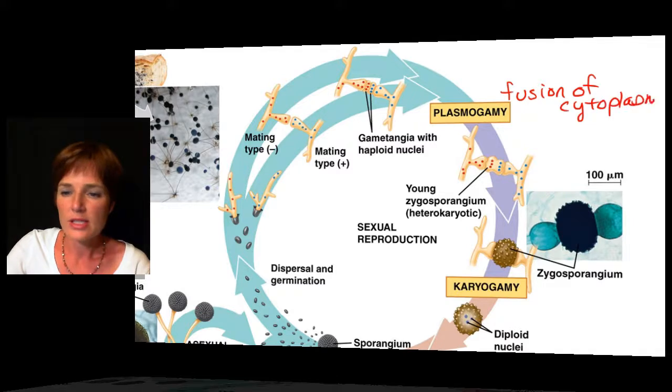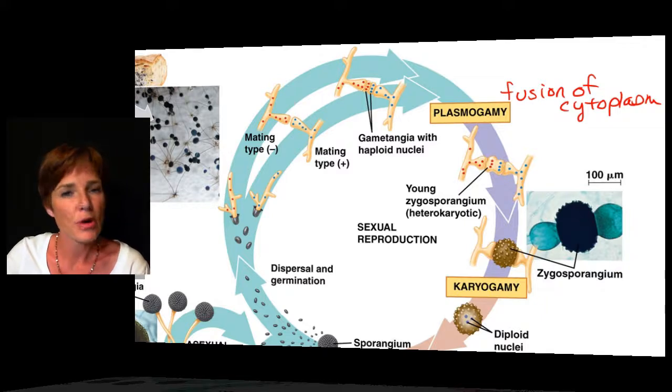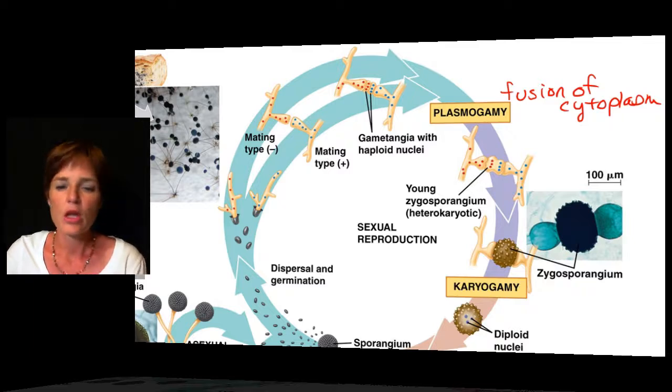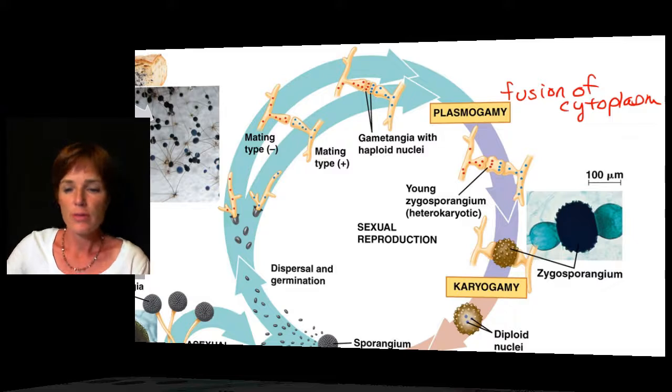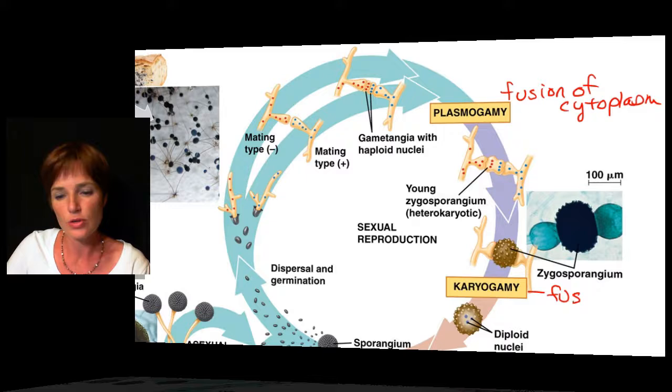And notice that when the cytoplasm fuses, we're going to have a bunch of nuclei there in close proximity. This would be the heterokaryotic condition. So we've got multiple nuclei there, and they are different genetically from each other. They will fuse to form the zygosporangia, and within the zygosporangia we will have karyogamy, which is the fusion of the nuclei. Once we get fusion of the nuclei, that then would be the zygote.